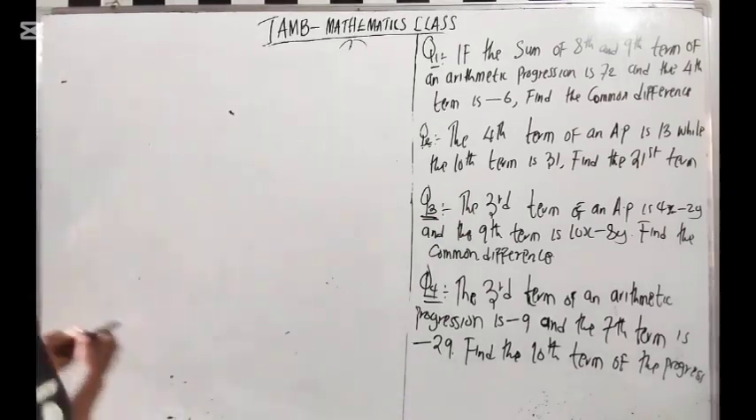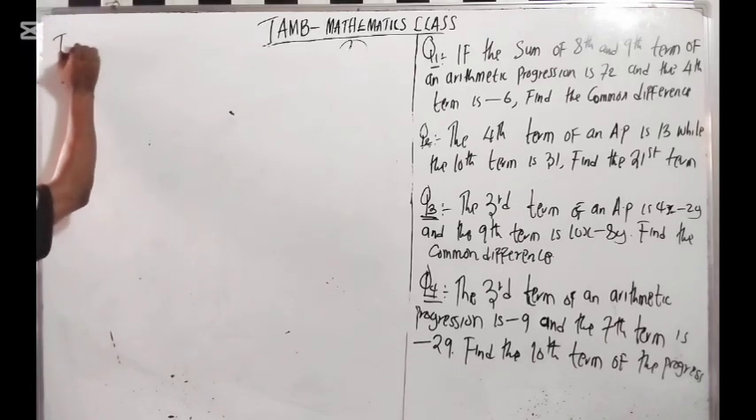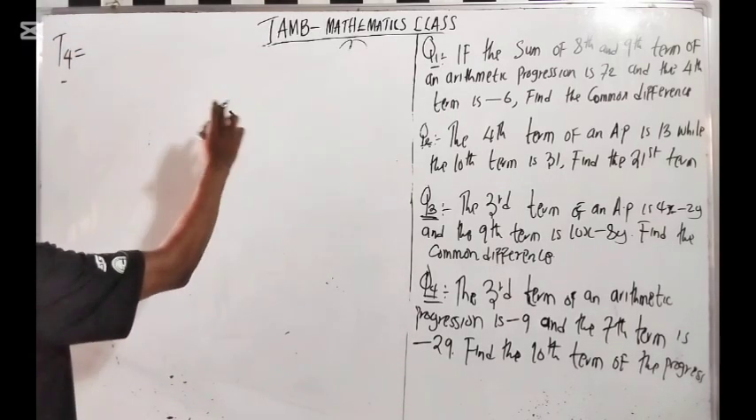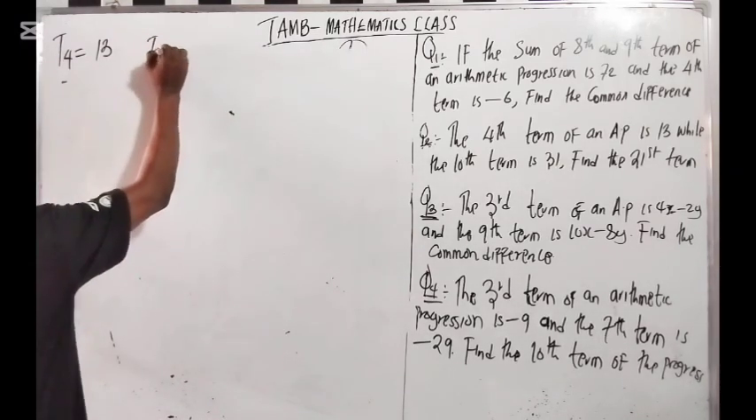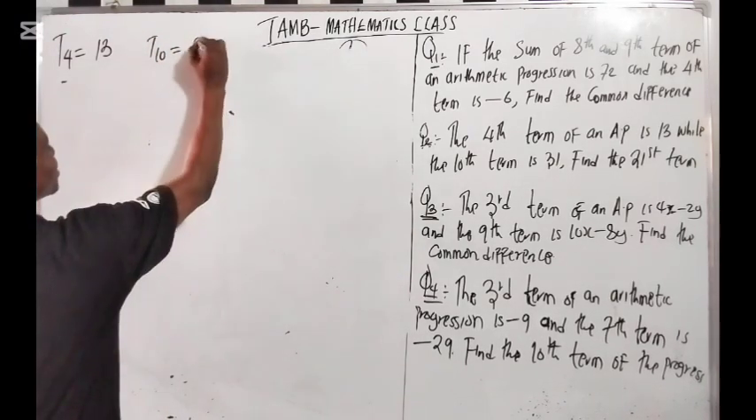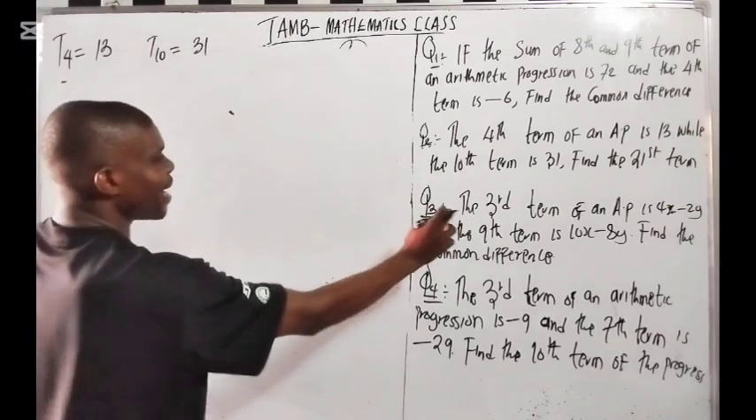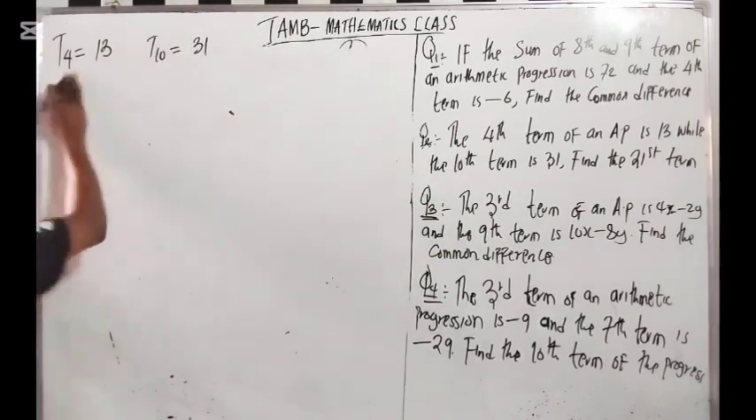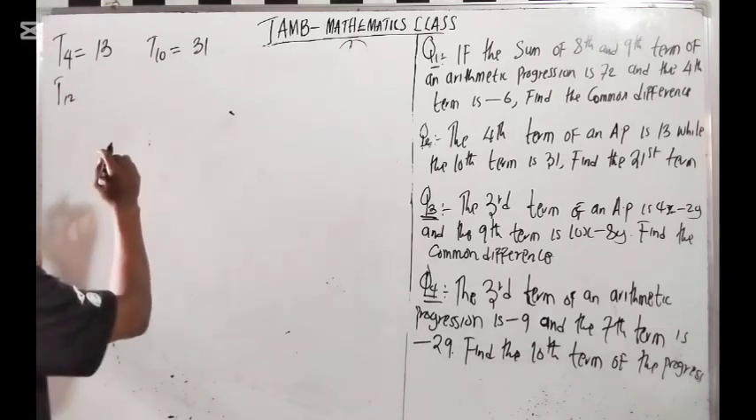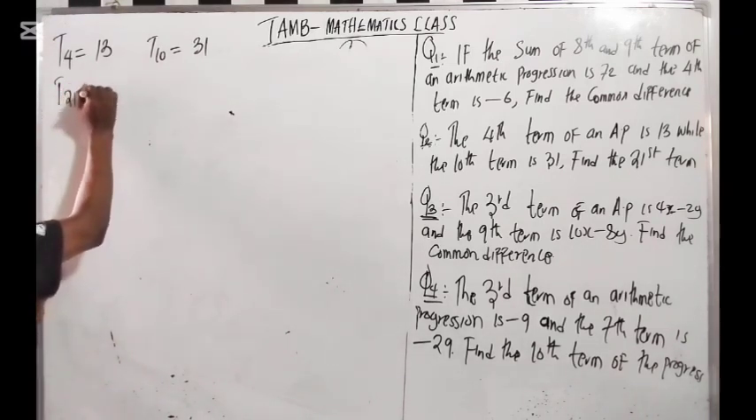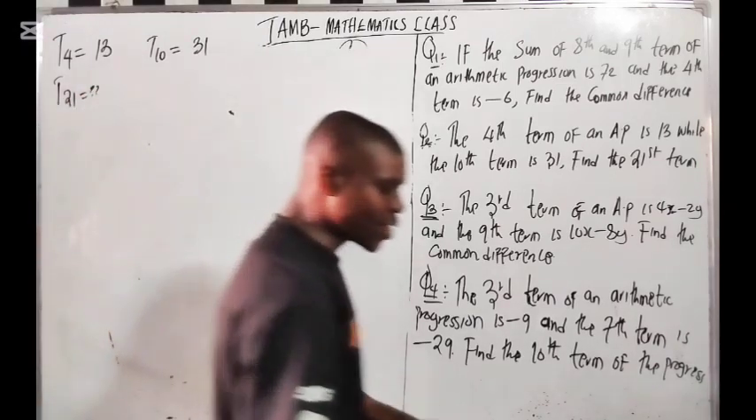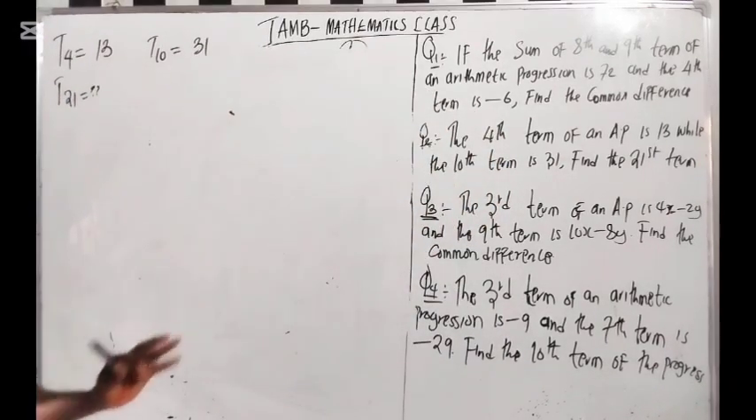So now they say that the fourth term is 13, right? And the third term is 31, right? They say find... then ask here, what is it? 12? No, the 21st term. It's okay. Now, how do we evaluate this here? How do we solve this problem?